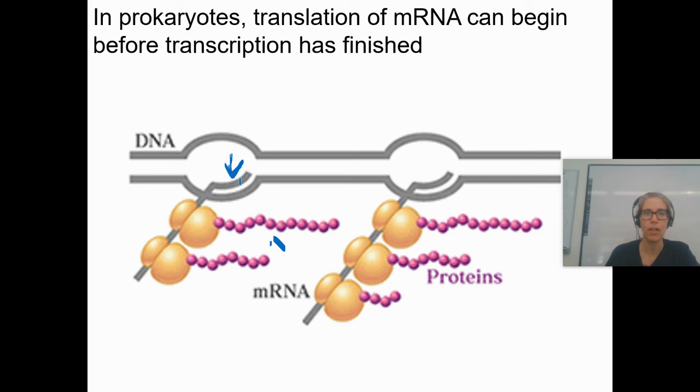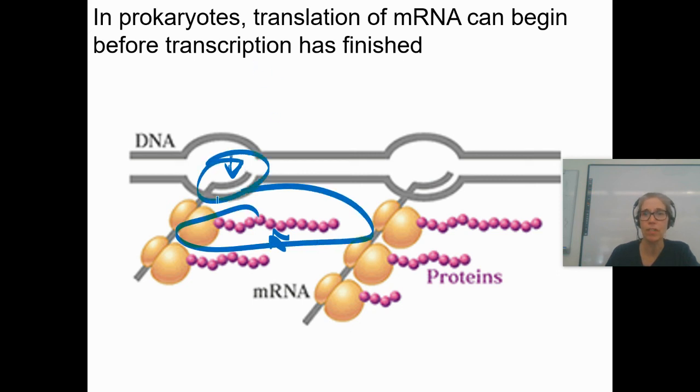In prokaryotes, transcription of mRNA can happen at the same time as translation happens. So translation can happen before transcription has even finished because there's no nuclear membrane to separate them out.